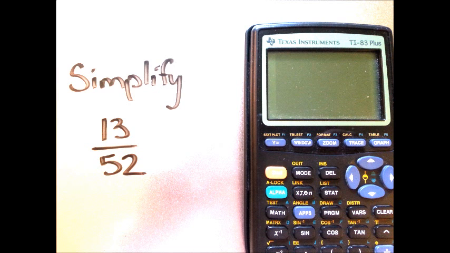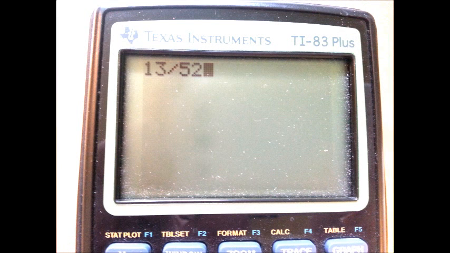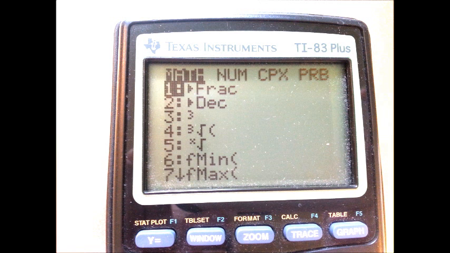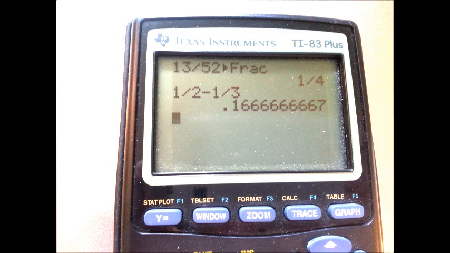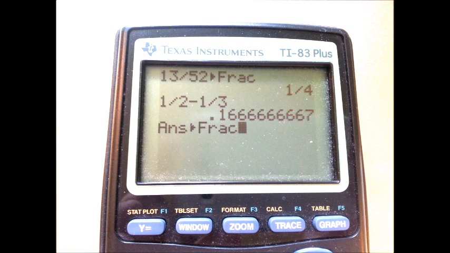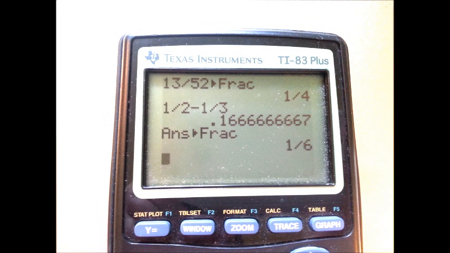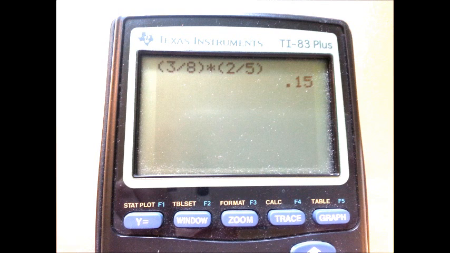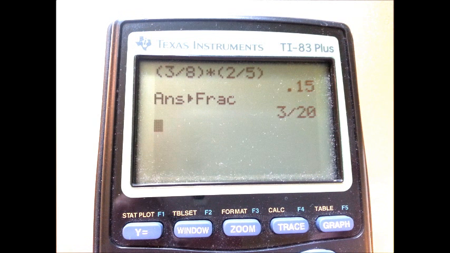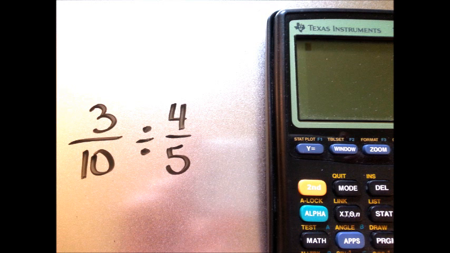Your calculator can also do some really handy things with fractions. It can simplify a fraction by going to the math menu and choosing the first option, converting to a fraction, which will always give us the fraction in lowest terms. If we perform a calculation such as subtraction, you can convert that decimal number to a fraction in lowest terms. We can also multiply with our calculators, and divide fractions with our calculators.